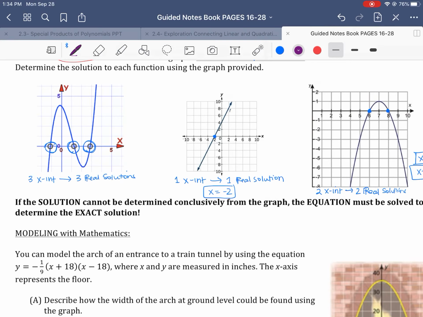If you can't tell where it's crossing on the graph, this one you need to solve algebraically. So if we can tell where it's crossing, then graphing is fair game. If we can't tell where it's crossing, then we have to take a step back and solve it algebraically to find those 3 real solutions. Okay.